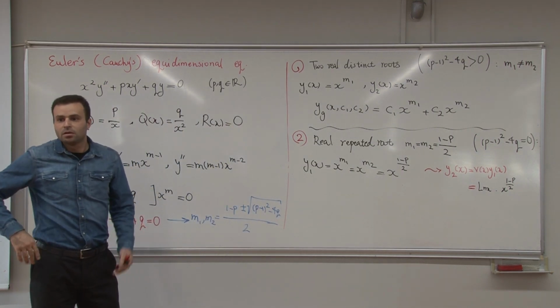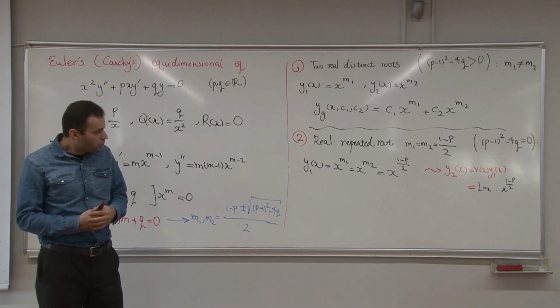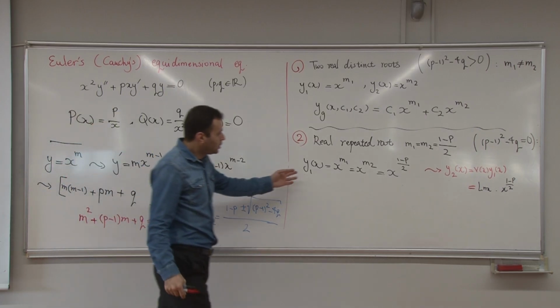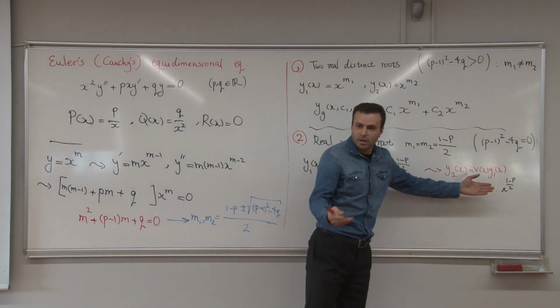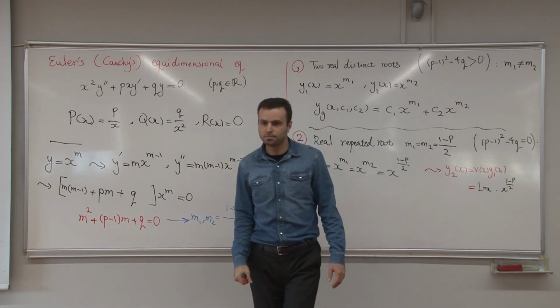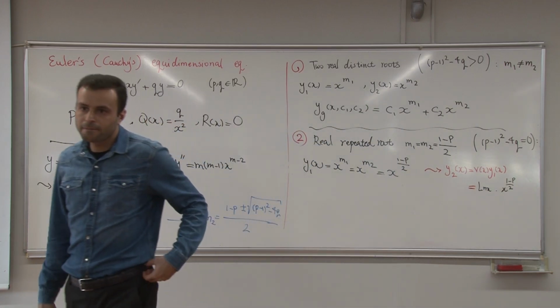Yes, because if we divide them by each other, it will be ln of x. It is either ln of x or 1 divided by ln of x, and it is not a constant.